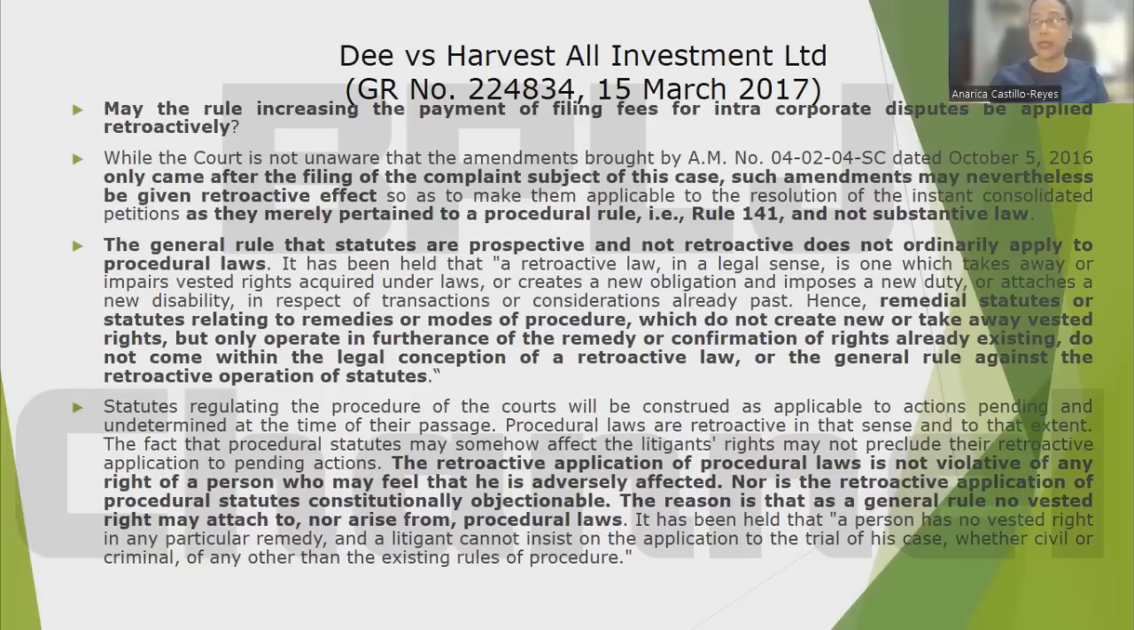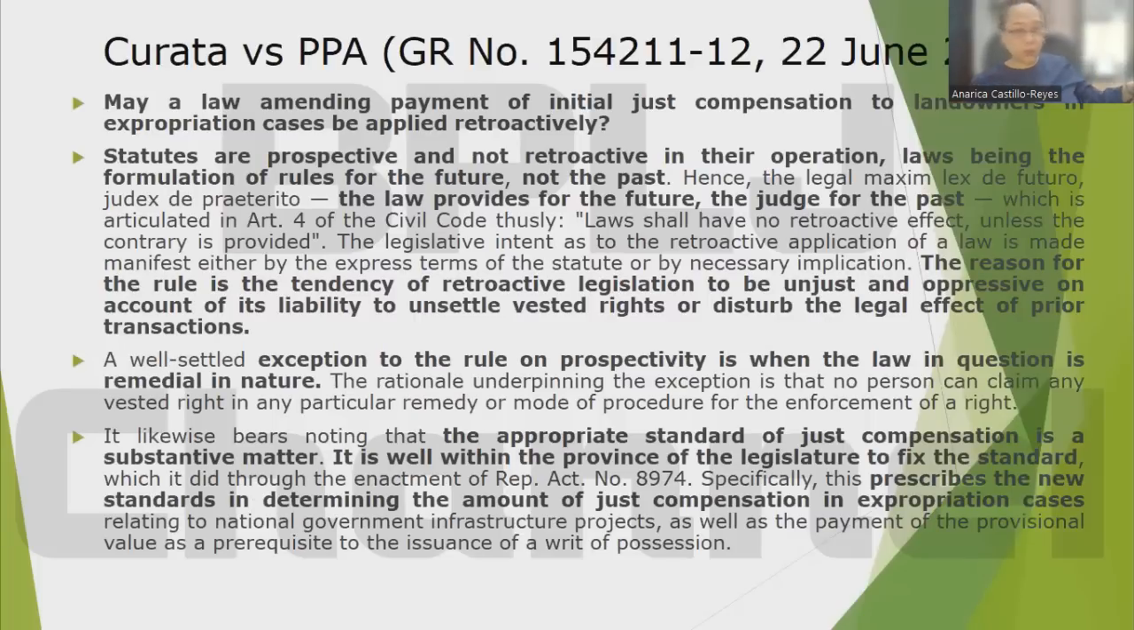The answer is yes. Why? Because that is remedial or procedural in nature. The determination of the amount of filing fees to be paid is something which is remedial or procedural. And since there is no vested right in procedural rules, it can be made to apply retroactively. So the retroactive application of procedural laws is not violative of any right of a person who may feel that he is adversely affected, nor is the retroactive application of procedural statutes constitutionally objectionable. The reason is that as a general rule, no vested right may attach to nor arise from procedural laws.